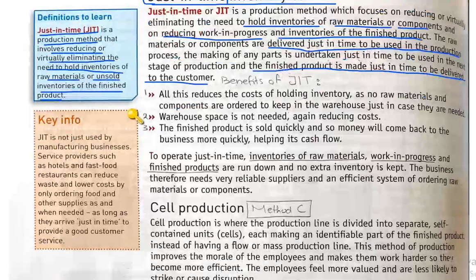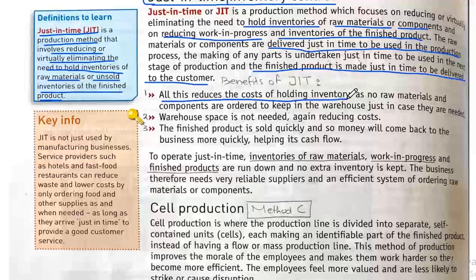So the benefits of just-in-time: all this reduces the cost of holding inventory. I will not have storage costs or holding inventory costs, as no raw material or components are ordered to keep in the warehouse just in case they are needed. I will only ask for raw material or components just when I need them, just when I'm producing, just when the customer gave me an order. Warehouse space is not needed, again reducing cost. So I don't need a huge space to store my produced products, because I will not produce anything unless the customer orders.